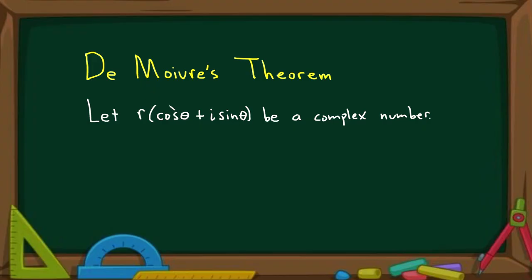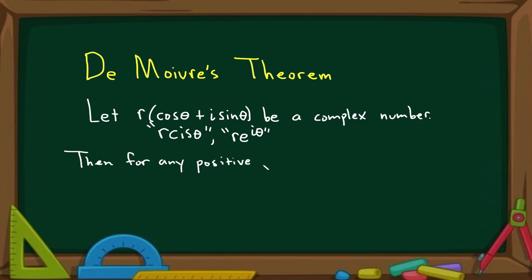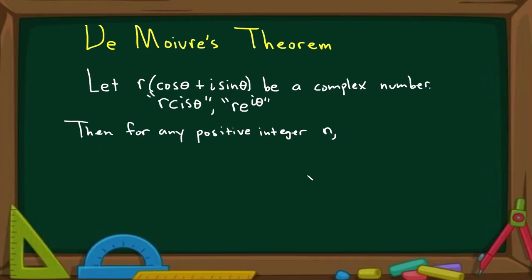An alternative for this notation would be r cis theta. And another alternative, if you're familiar with it, would be r e to the i theta. So both of these are also acceptable substitutes for everything that follows. Then, for any positive integer n, we can raise this complex number to a power in a very convenient way. So I'm going to use a different color here, and I'm going to write down all three varieties so you can see how all of these are applied.